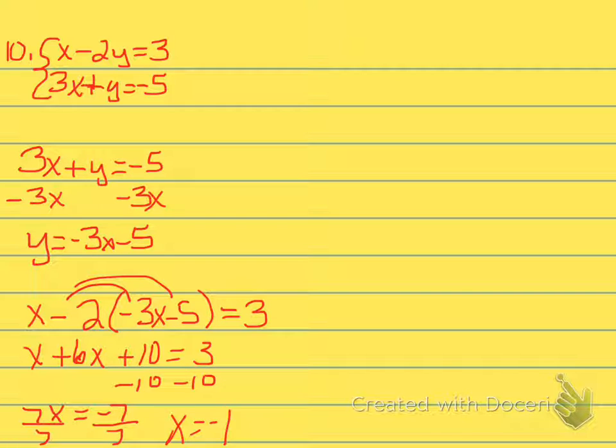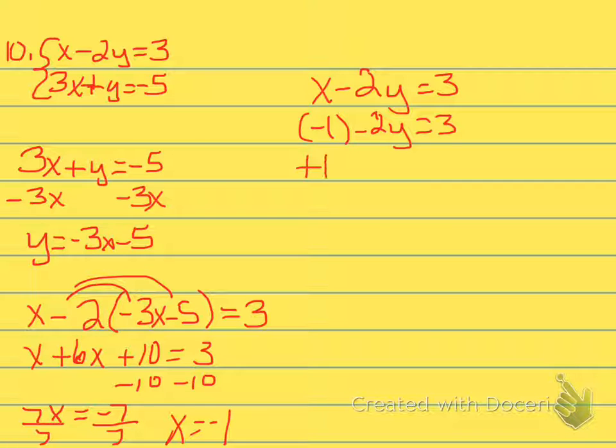Okay? Now, we're going to take that x equals negative 1 and we're going to substitute it into either one of the equations. I'm going to go ahead and put it into the first equation. Okay? So for x, I'm going to substitute in negative 1 minus 2y equals 3. Okay? So then I'm going to add 1 to both sides. Okay? It leaves me with negative 2y is equal to 4.